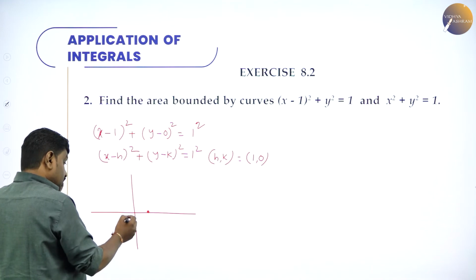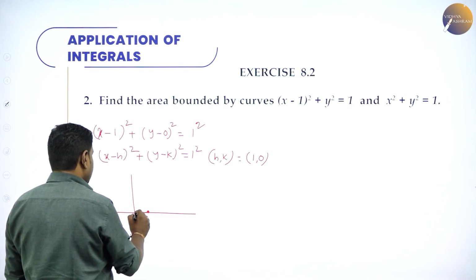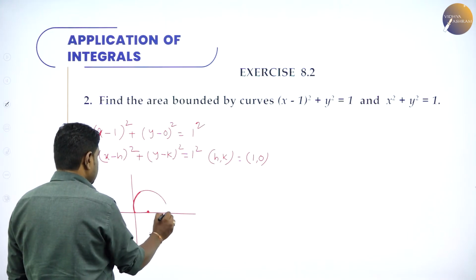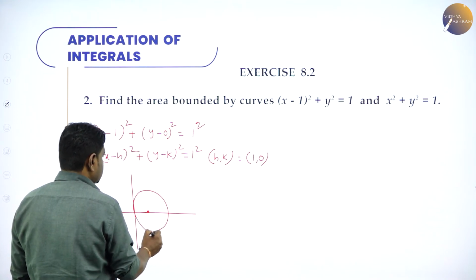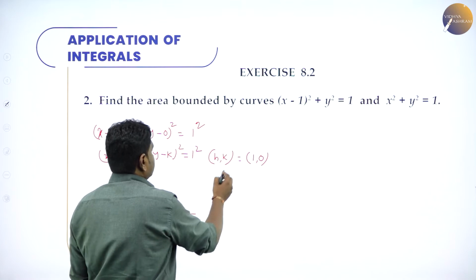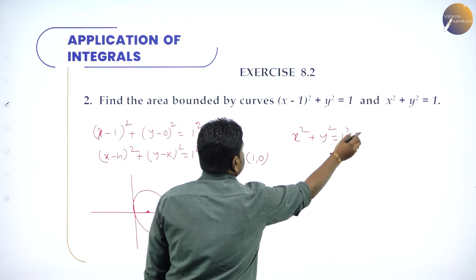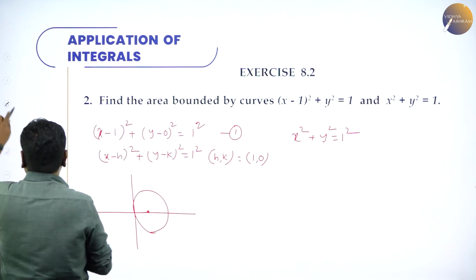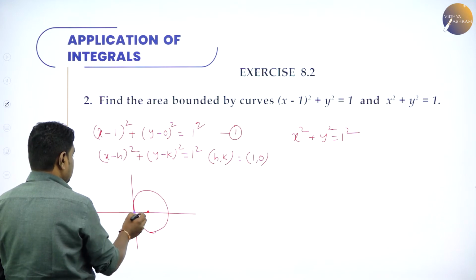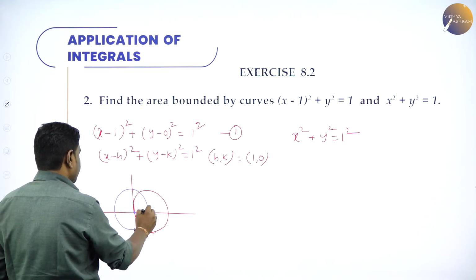Now what you need to do, so you got 1 comma 0 as center, and radius means here to here, 1 unit. So the circle touches the y-axis. This is one circle. The other circle is the circle with center origin. The second circle is easy because it is in the form x square plus y square is equal to 1 square. So it is a circle with center origin, and the radius is 1 unit. So it passes through the center of the other.